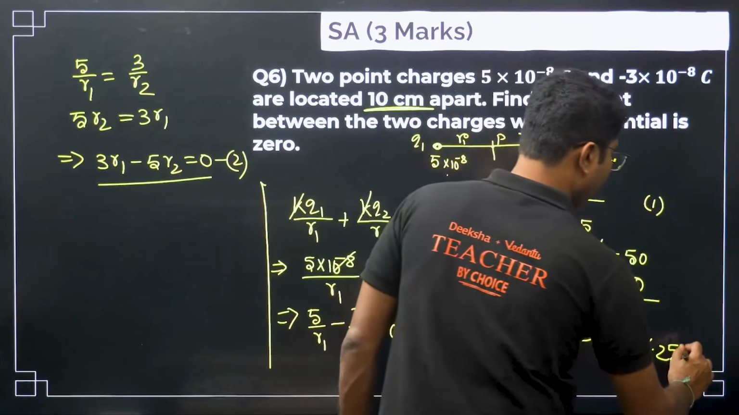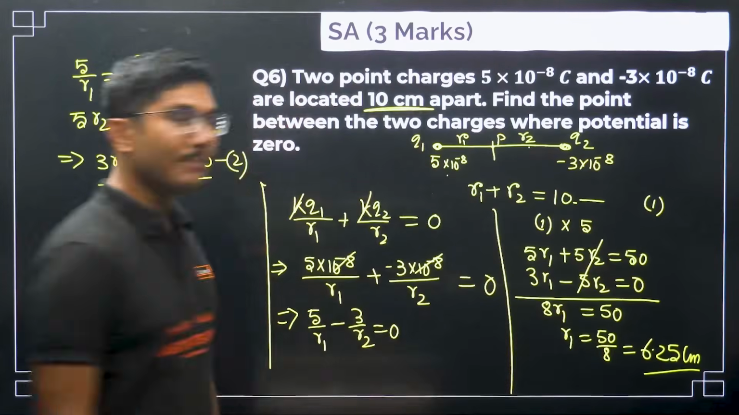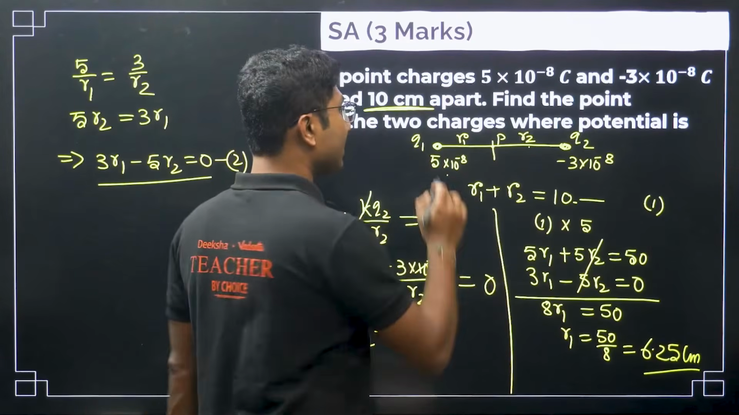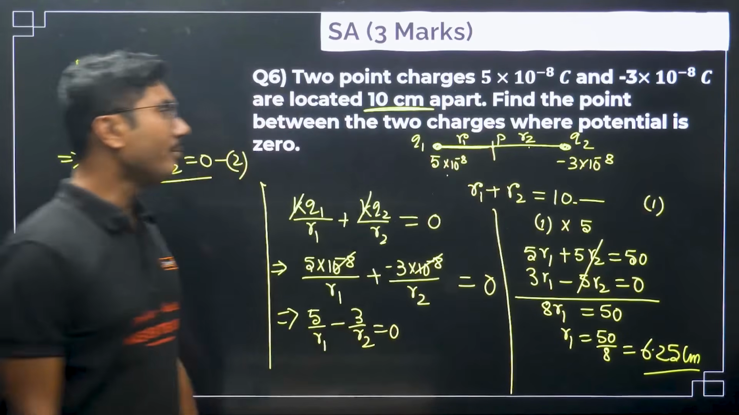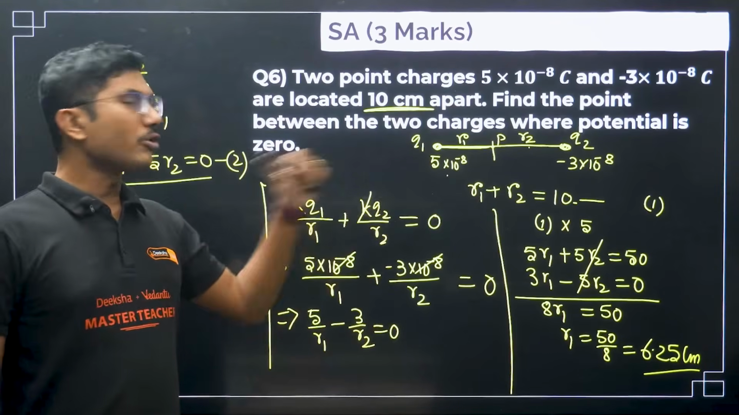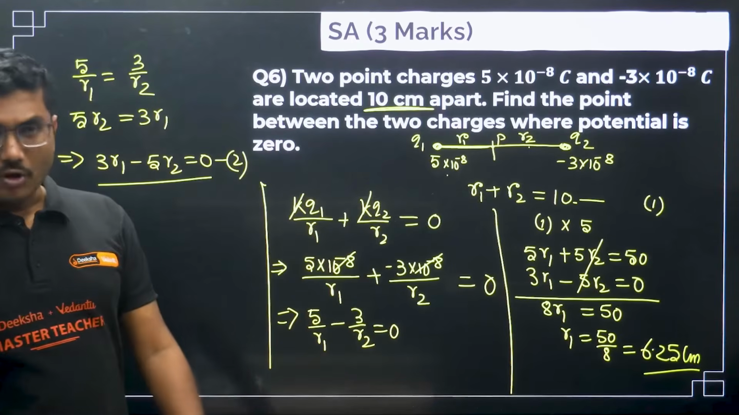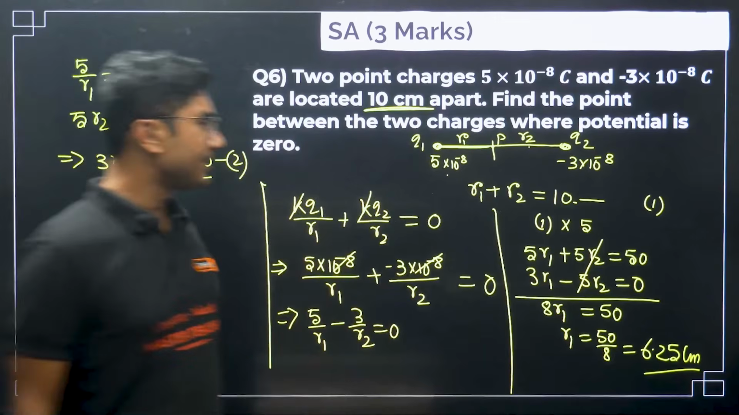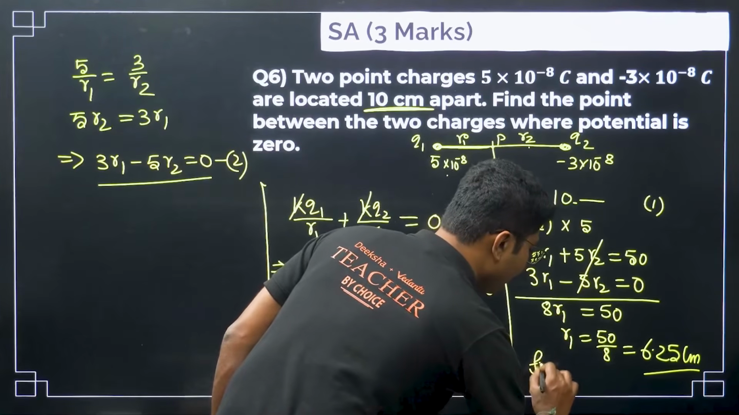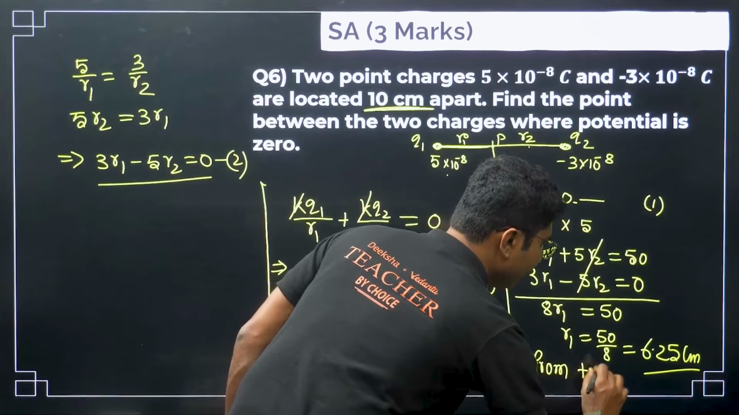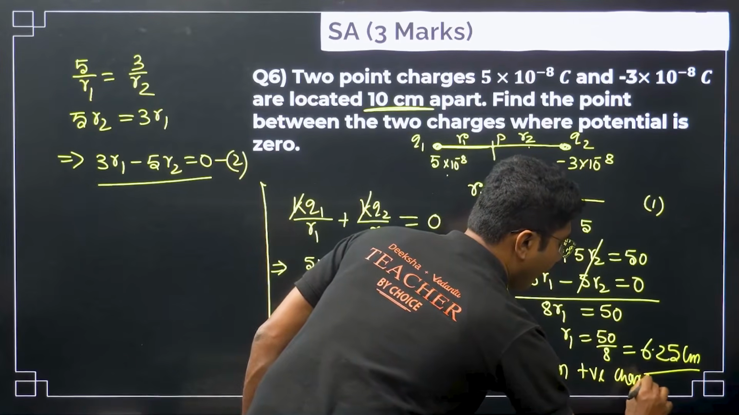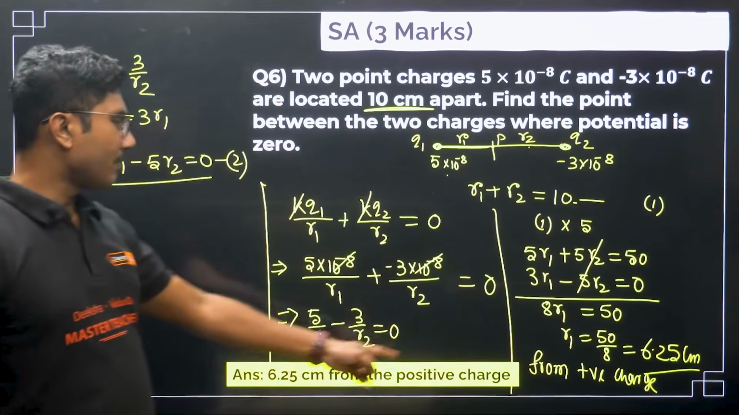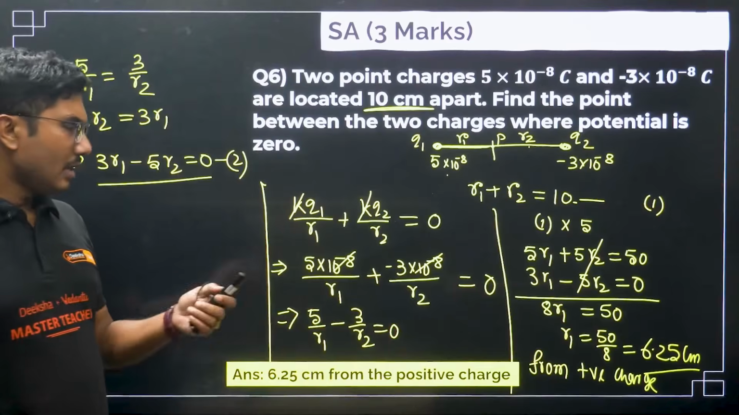6.25 centimeter. Now from where have we measured the distance? This is very important to mention in the final answer. The distance is measured from the bigger charge, the positive charge. One charge is positive, one charge is negative. So you have to mention from the positive charge. So 6.25 from the positive charge is the answer for this question.